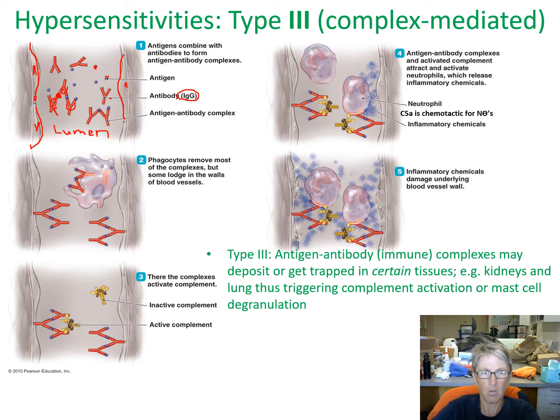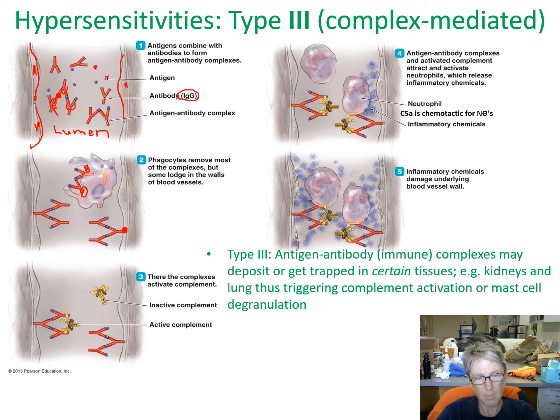So phagocytes are in your blood, so it'd be a monocyte because it's the blood. Remove most of the complexes. So these phagocytes, they'll have an Fc receptor in their plasma membrane. They'll bind to the Fc portion of the antibody, and phagocytes will try to destroy these antigen-antibody complexes in the blood. But some of these antigen-antibody complexes will bind to Fc receptors in the endothelial cells that line the blood vessel.